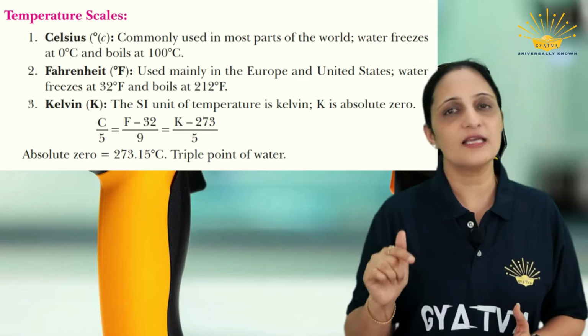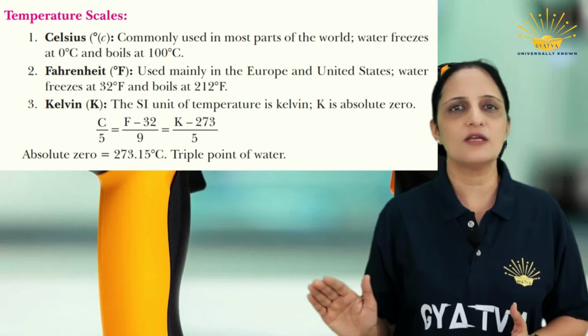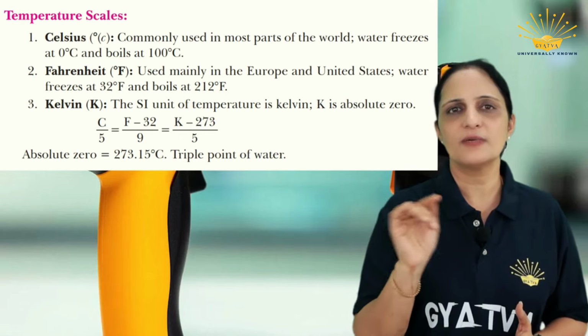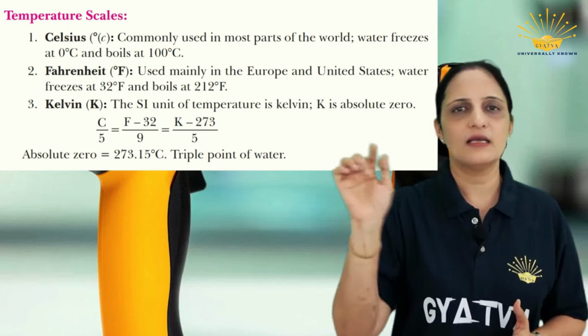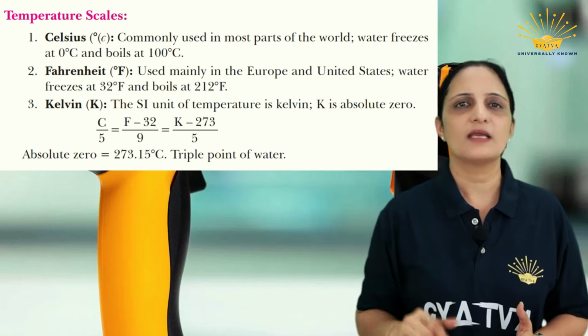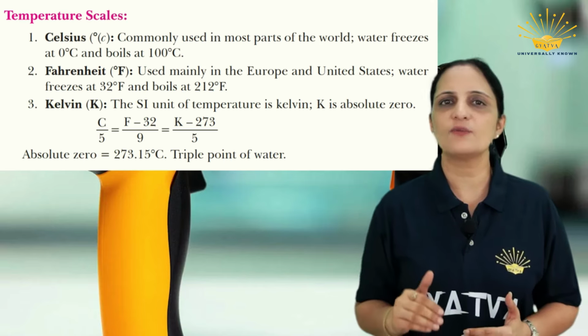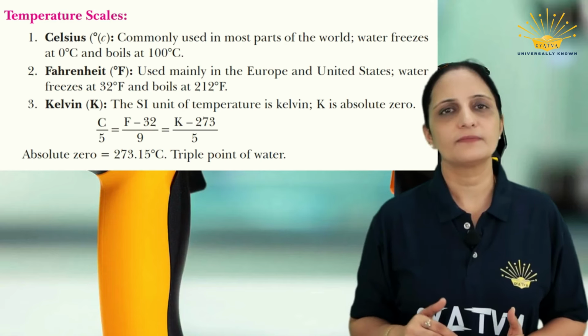Kelvin, that is the SI unit of temperature. Kelvin starts at absolute zero. This formula you have to remember: C upon 5 is equal to F minus 32 upon 9, which is equal to K minus 273 upon 5. Absolute zero is minus 273.15 degrees Celsius. That is the triple point of water.